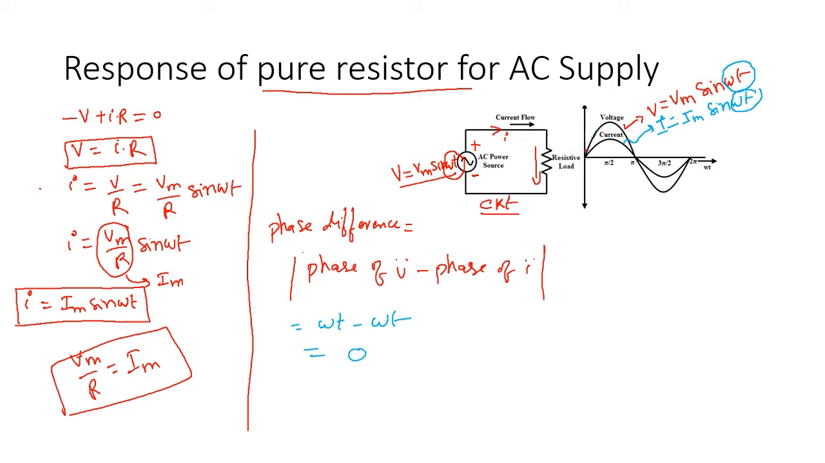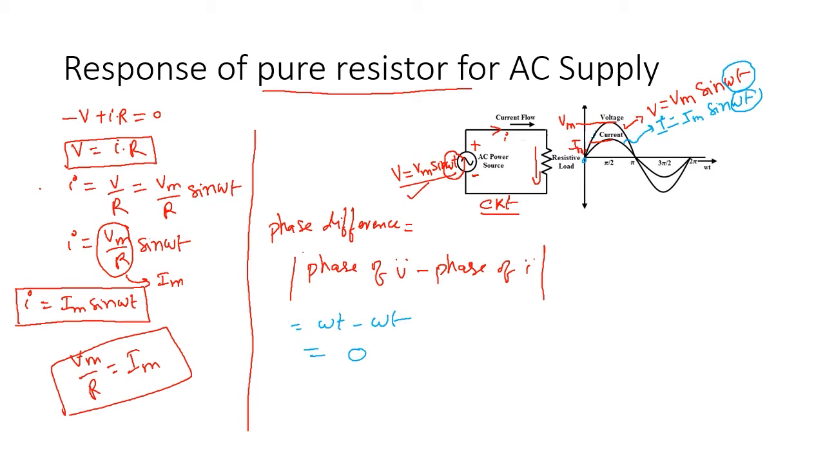Here the phase difference is 0 because both start at 0, pass through pi, and again pass through 2 pi. So there is no phase difference. What is the difference here? Only the magnitude of current is lower than the magnitude of voltage. The supply voltage has magnitude Vm, and the response of current has magnitude Im. So only the magnitude is changing, and the phase difference is 0.